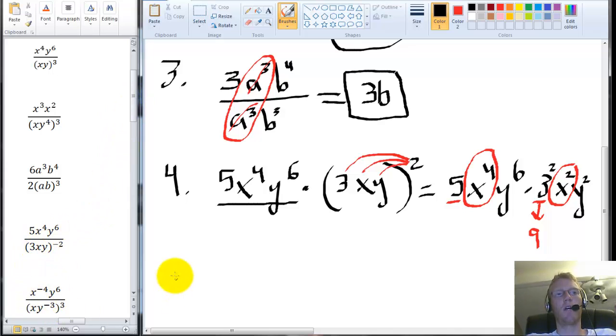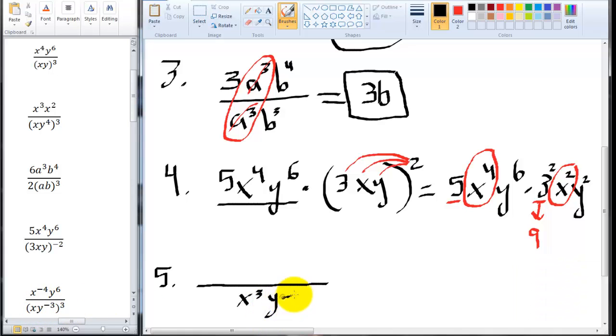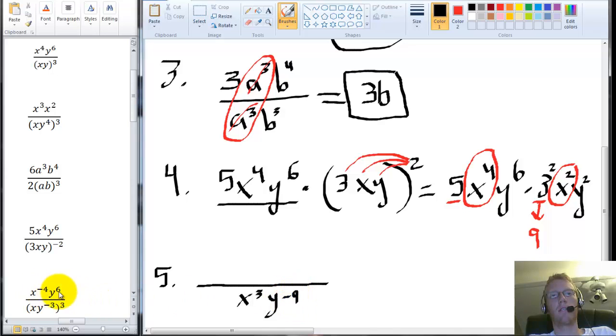Okay, very last one here, number 5. X to the negative 4th, y to the 6th, xy to the negative 3rd over 3. So let me draw my fraction bar. Now this x to the negative 4th, well, technically I should do this stuff first, because this is my parentheses and my exponent. So let's do that first. This x right here is raised to the 3rd power, so I've got x to the 3rd power. This y to the negative 3rd, remember when you have a power of a power, you multiply them, so this is going to be y to the negative 9th. Okay, and in the numerator I had x to the negative 4th and y to the 6th.